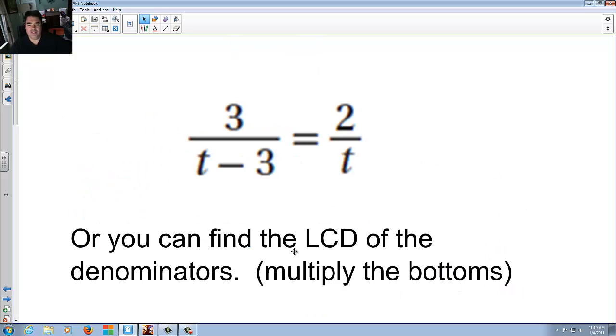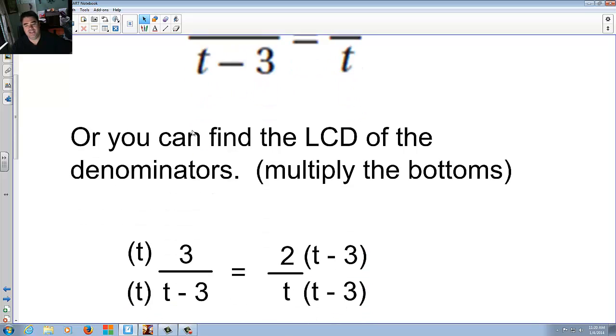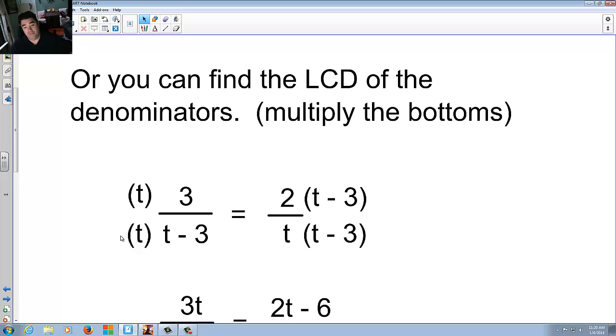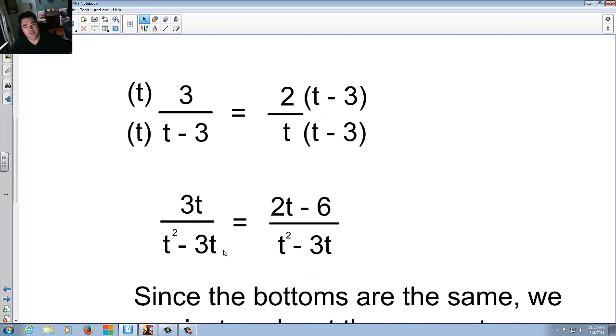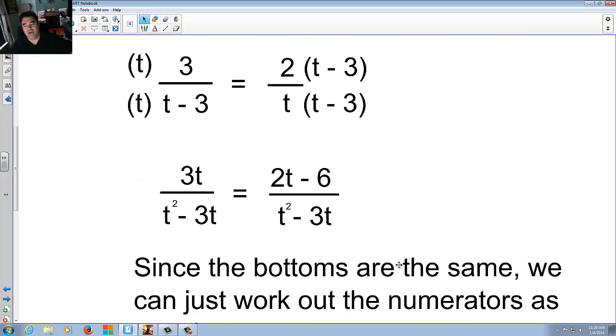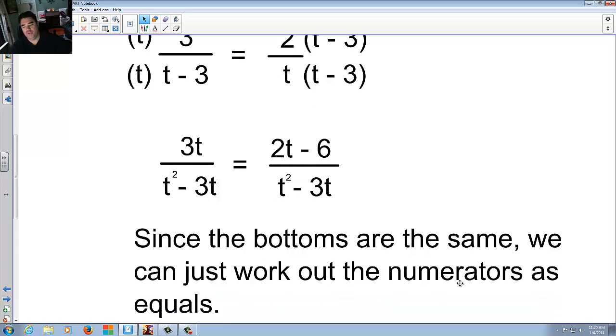Now, or you can find the least common denominator. In other words, we're going to make these the same. So t and t minus 3 will meet at t times t minus 3. So we're going to take these times t, top and bottom, these times t minus 3, top and bottom. Do that. Since the bottoms are now the same, we can just work out the numerators as equal.